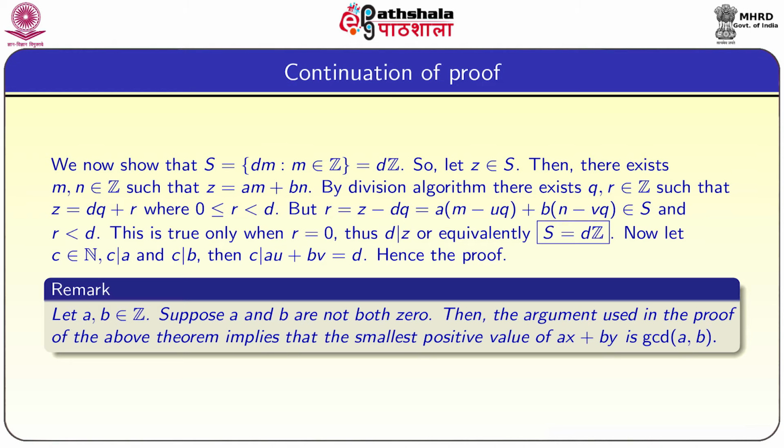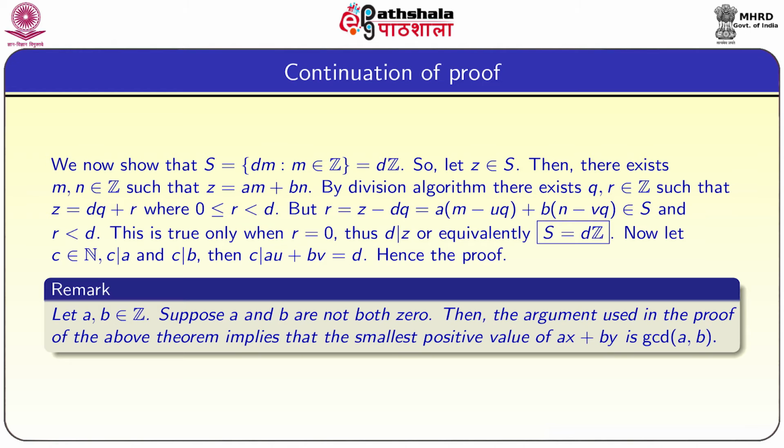For that, since R is equal to Z minus Dq, and Z is equal to Am plus Bn, and D is also Au plus Bv, R is equal to A into (m minus uq) plus B into (n minus vq).